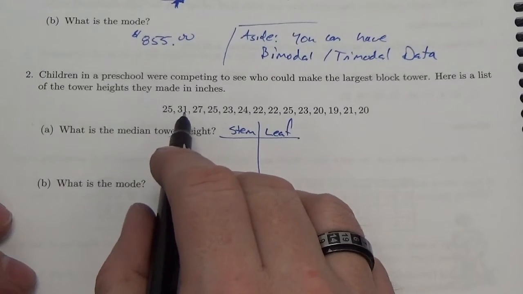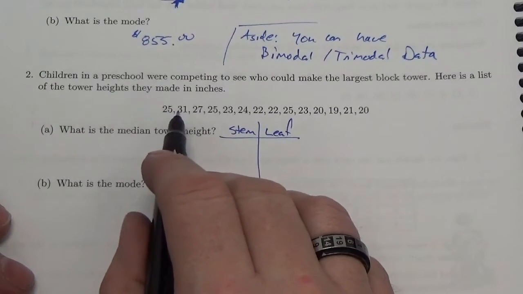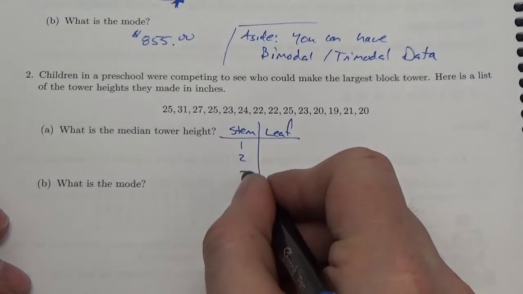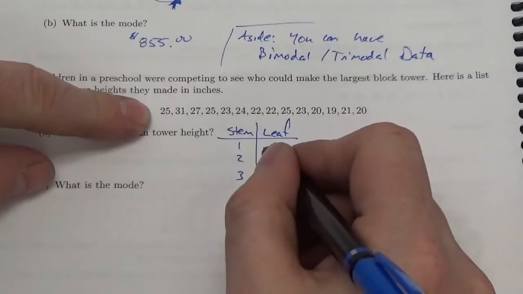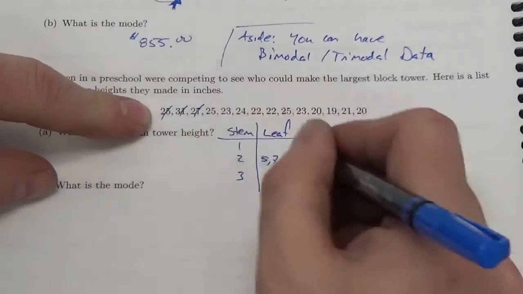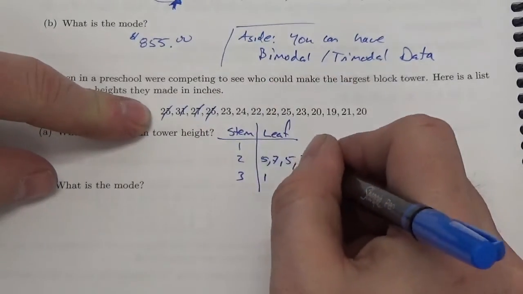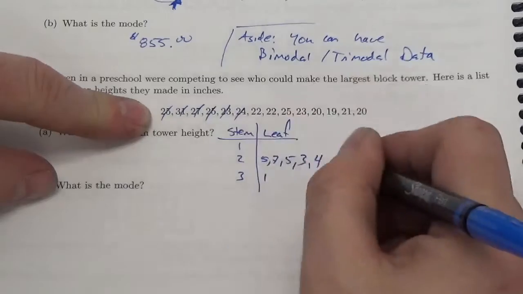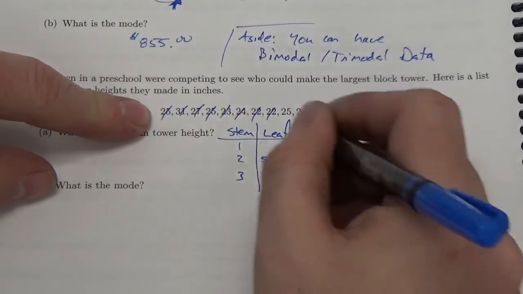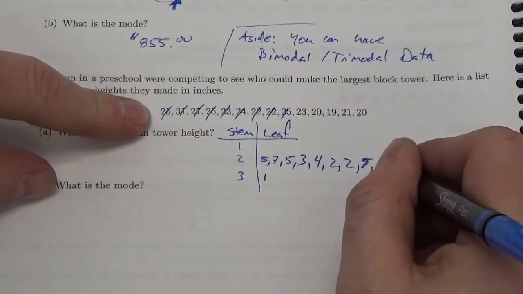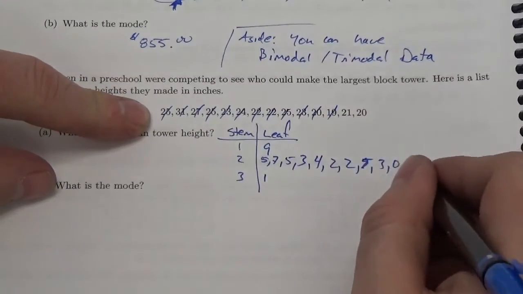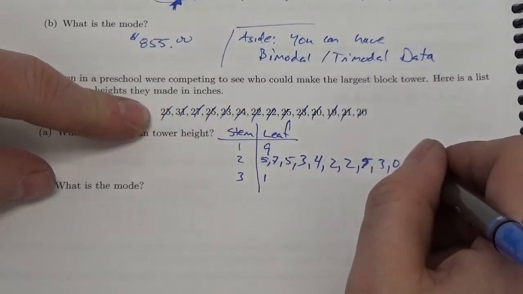So when I take a quick look at my stems here, I've got 2 and 3. Okay, and a 1 here. So I've got 1, 2, 3. Those are my only numbers here. So now that's 25, 31, 27, 25, 23, 24, 22, wow, a lot of that, 22, 25, 23, 20, 19, there we go, 21, and 20, okay.